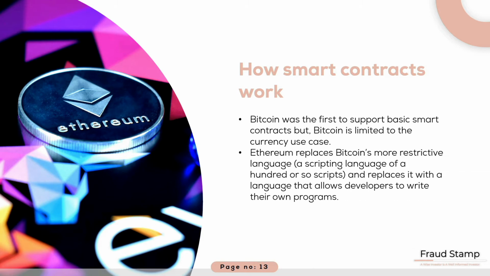By contrast, Ethereum replaces Bitcoin's more restrictive language, a scripting language of 100 or so scripts, with a language that allows developers to write their own programs. Ethereum allows developers to program their own smart contracts, or autonomous agents, as the Ethereum white paper calls them. The language is Turing complete, meaning it supports a broader set of computational instructions.